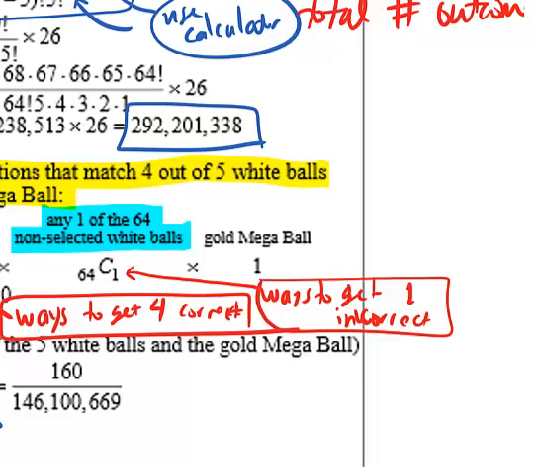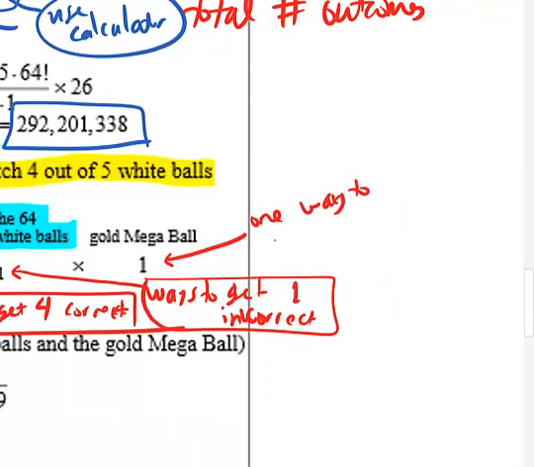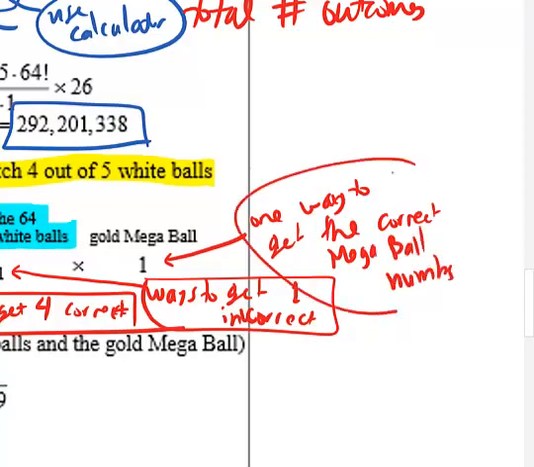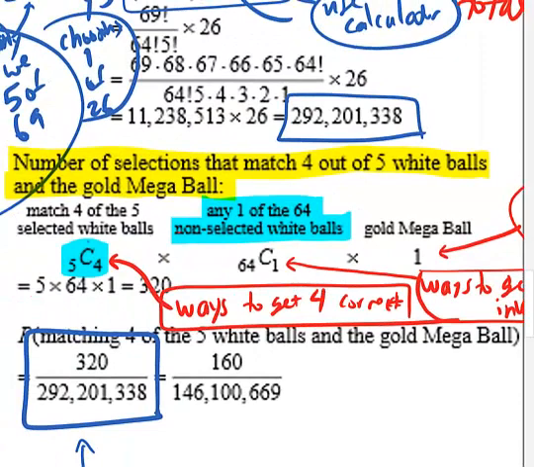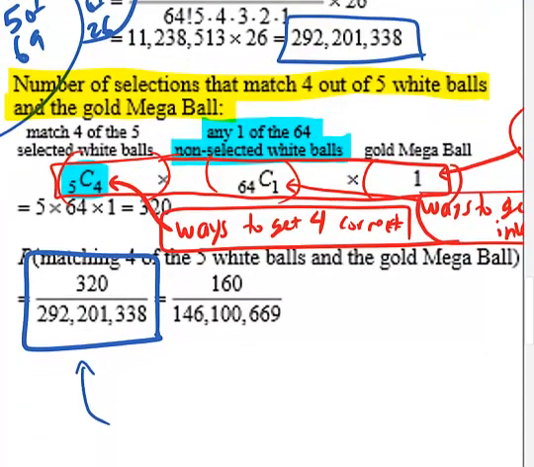And then you have to get the mega ball right. There's only one way to guess the correct mega ball. I mean, you do it or you don't. So there's only one way to get it right, the correct mega ball number. All right, and if you multiply those 3 values together, 5 choose 4 times 64 choose 1, and then times 1, you get this numerator, 320. So this is your probability here, but if you reduce it a little bit, you get this.